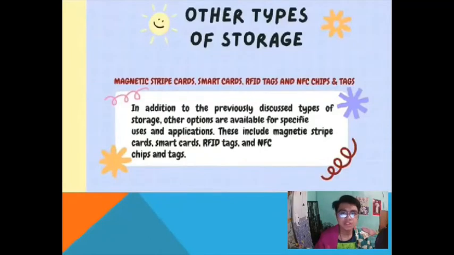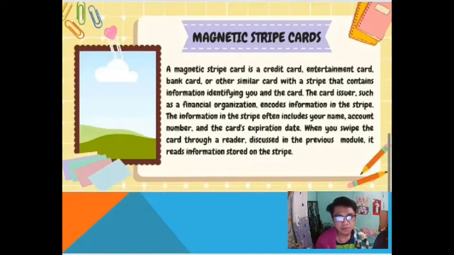There are other types of storage in addition to the ones previously discussed, and these are magnetic stripe cards, smart cards, RFID tags, and NFC chips and tags. First, let's talk about magnetic stripe cards. A magnetic stripe card is a credit card, entertainment card, bank card, or other similar card with a stripe that contains information. The card issuer, such as a financial organization, encodes information in the stripe. The information in the stripe often includes your name, account number, and the card's expiration date. When you swipe the card through a reader, discussed in the previous module, it reads the information stored within the stripe.